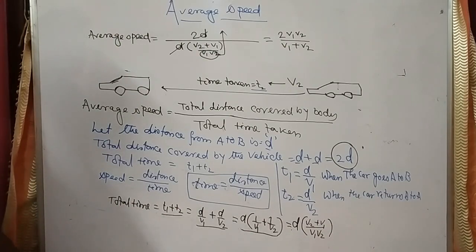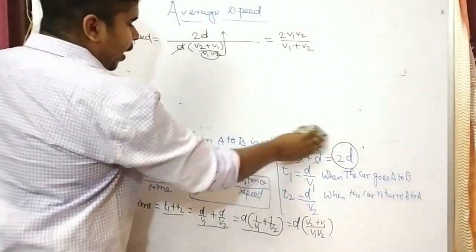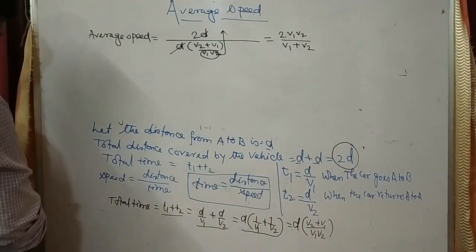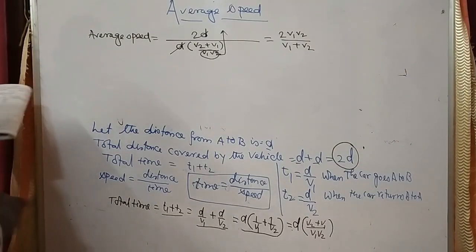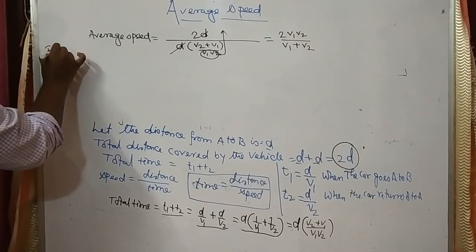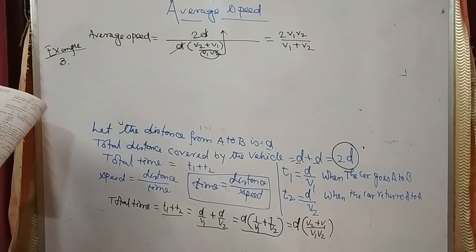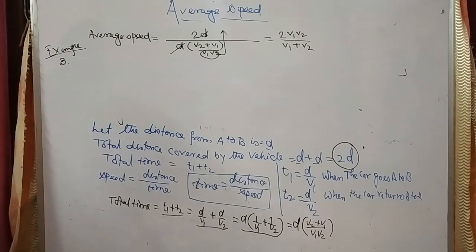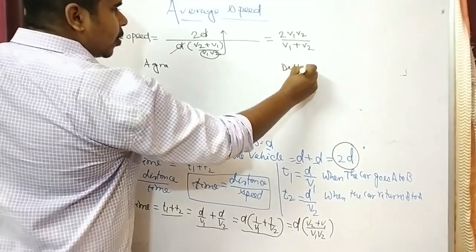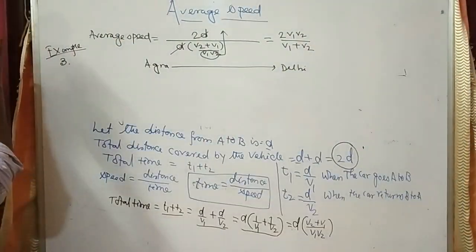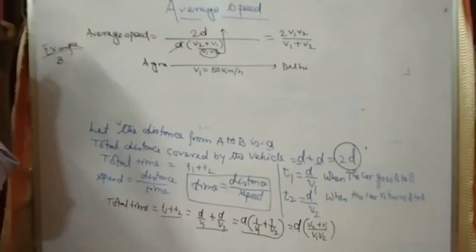Okay. Now, what question is given in your book in your example? Based on that question, we have to do one numerical. So let's see what question is given. In your book, it is example number 3. A train travels from Agra to Delhi at a constant speed of 50 km per hour. So assume here it is Agra and here it is Delhi. So a train travels from Agra to Delhi with a speed of 50 km per hour. Assume this is your speed v1, clear?